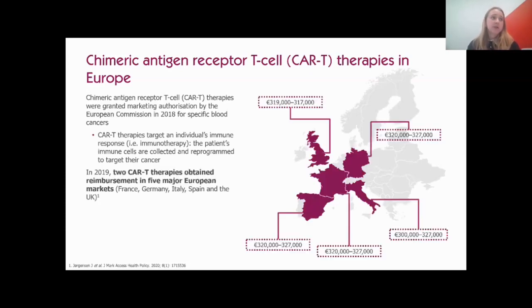In 2019, two CAR T therapies obtained reimbursement in five major European markets: France, Germany, Italy, Spain, and the UK. And you can see they achieved reimbursement at slightly variable cost, but generally the same cost.